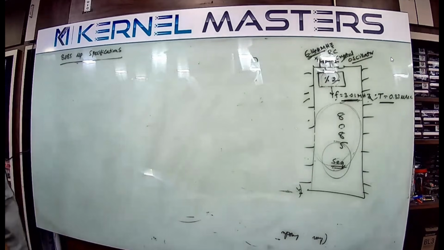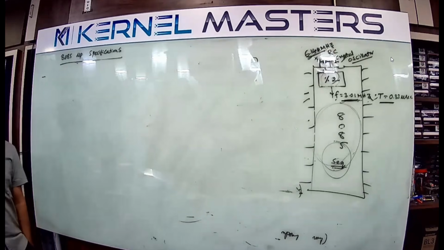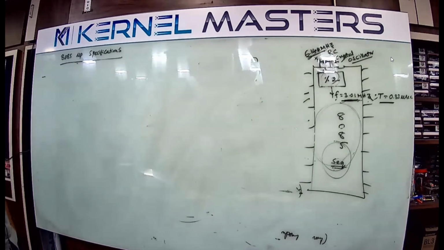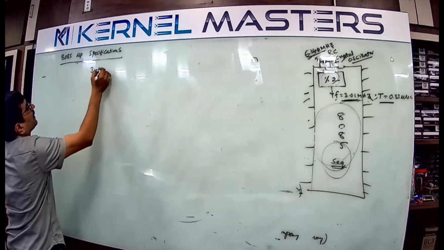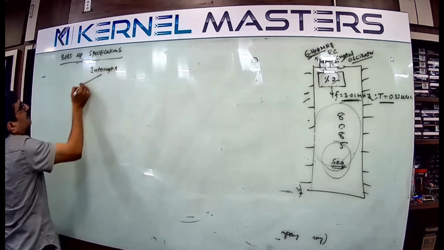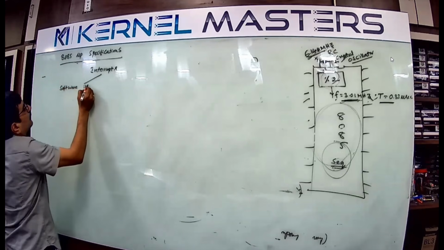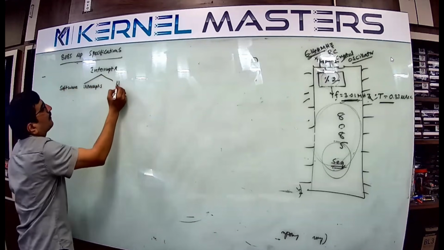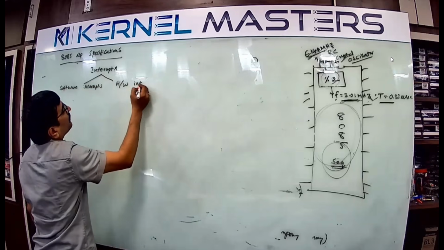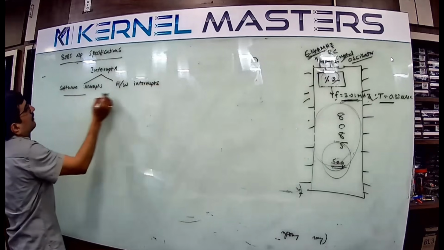Any microprocessor has interrupts, definitely. The 8085 microprocessor also has interrupts. Basically, interrupts are of two types. One category is the software interrupt. The second category is the hardware interrupt. Two types of interrupts: software interrupt and hardware interrupt.